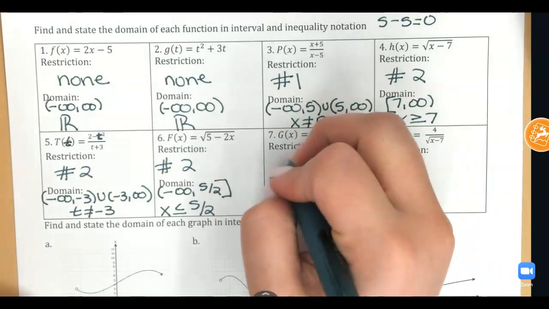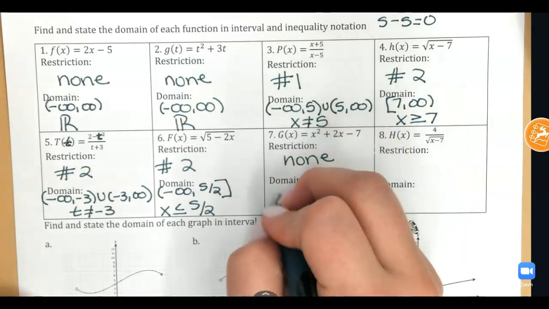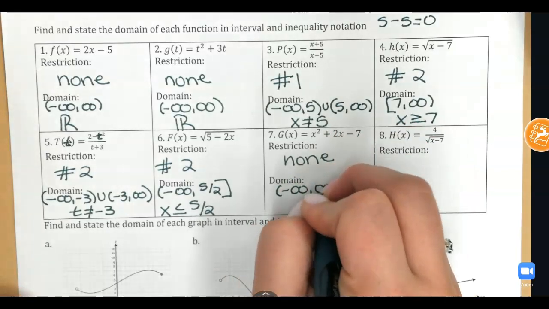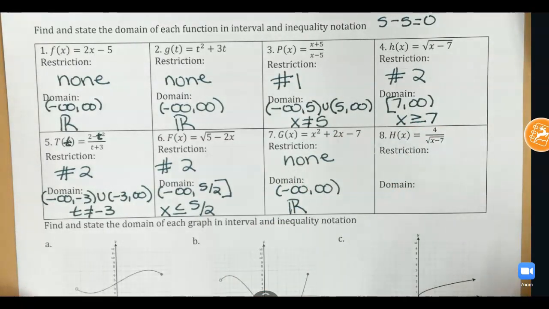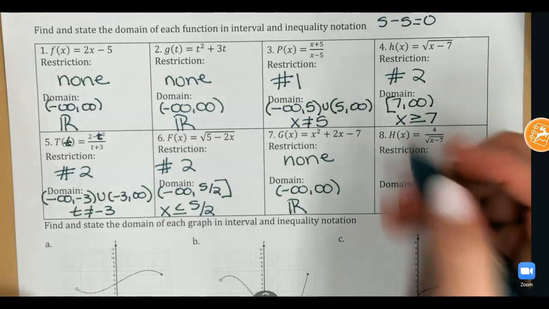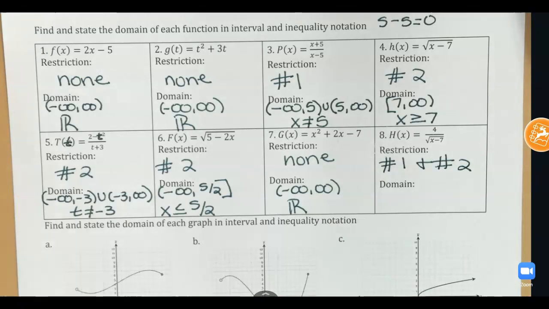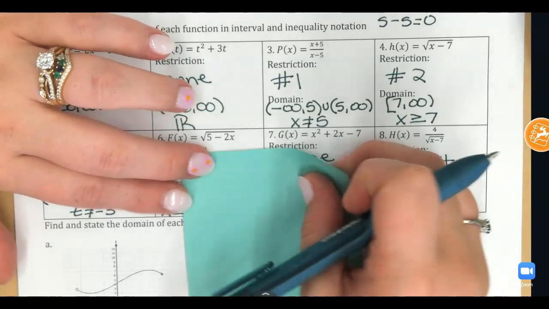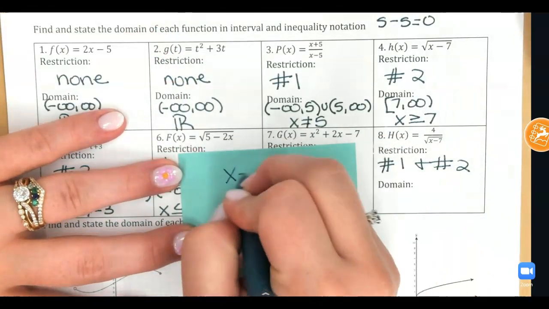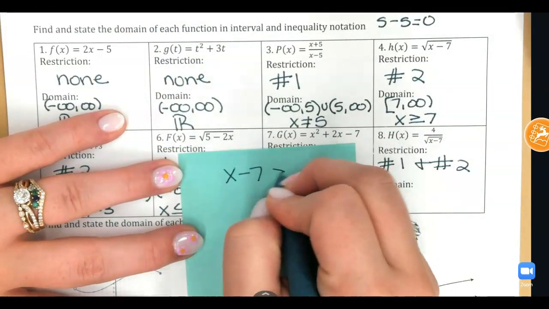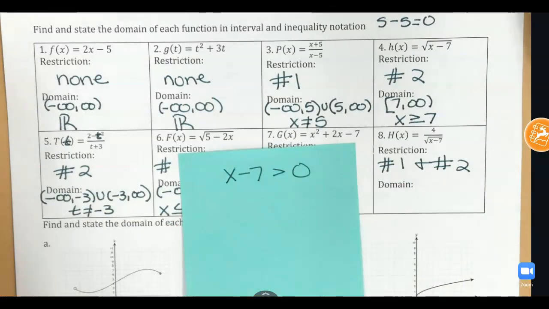Okay, on 7, I have no restriction, so my domain again is going to be all real numbers. And on 8, I've got both. I have a square root in my denominator, so this is not going to change too much. I'm going to follow my same rule for radical, except that it cannot be 0. So x minus 7, instead of being greater than or equal to 0, it has to be greater than 0 because I can't divide by 0.